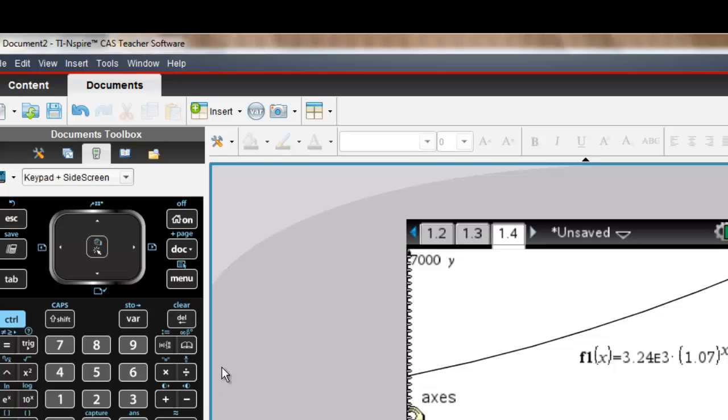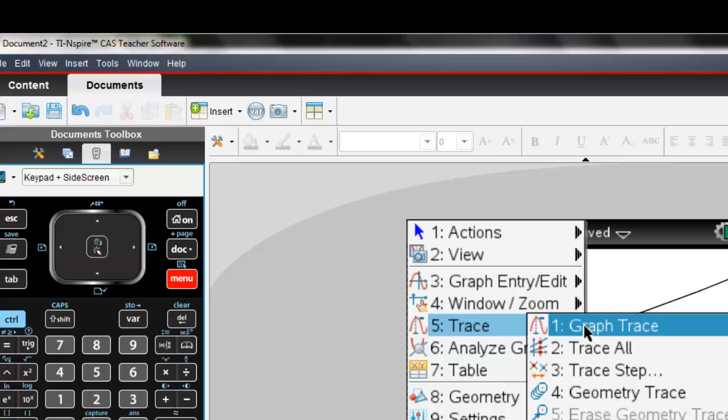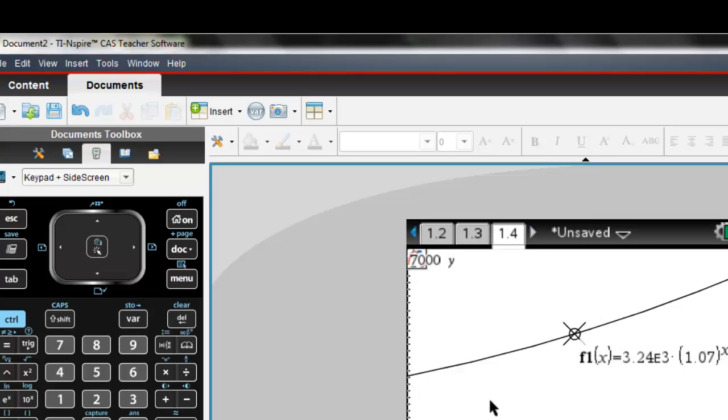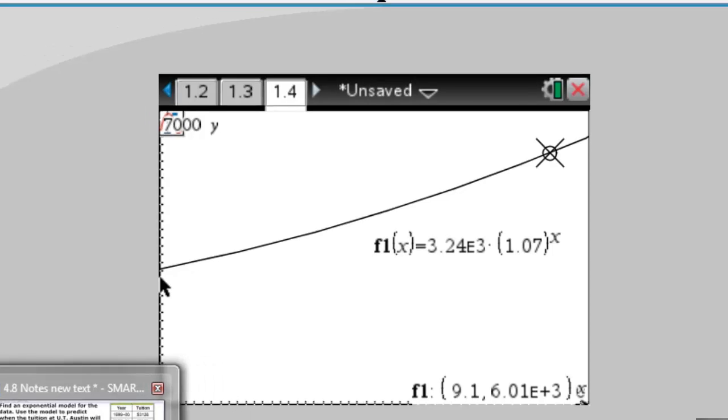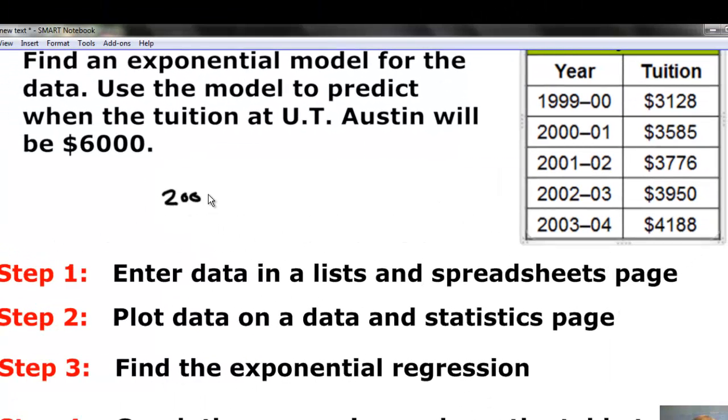So what we can do is we can go to Menu, Trace, Graph Trace, and then just type in, is it going to be year 7? No, it's 5, still 5,000. Year 8, that's 5,500. Year 9, that's pretty good. That's almost 6. We're about like 9.1. Yeah, right around 9.1 would be our answer. So that would be the school year of 2008 to 2009 would be our answer for this problem.